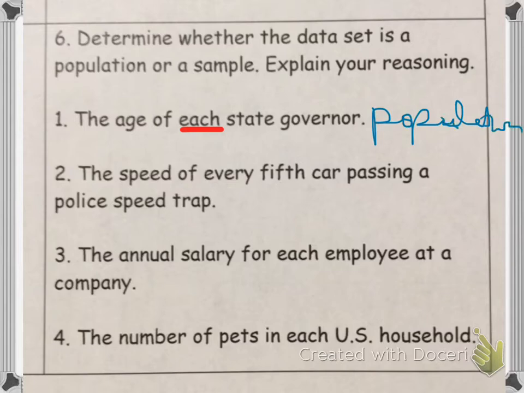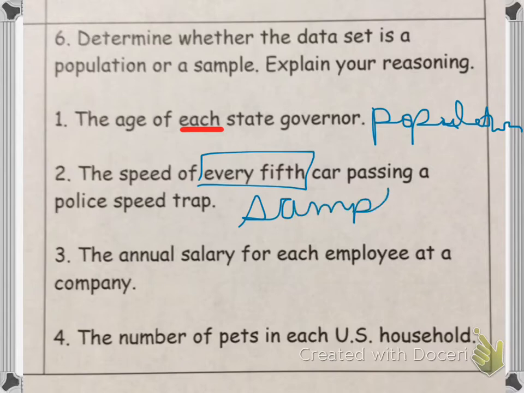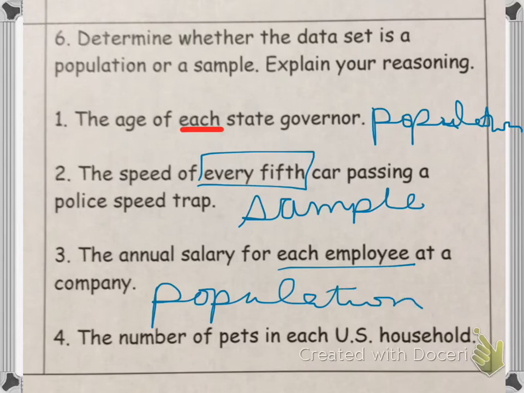Number 2, the speed of every 5th car. Because we are not doing the entire group right there, that automatically tells you that this is going to be a sample because it doesn't take the whole group. Number 3, the annual salary for each employee at a company, because they're doing all of them, it's a population. Number 4, the number of pets in each U.S. household. Again, asking every household makes it a population.